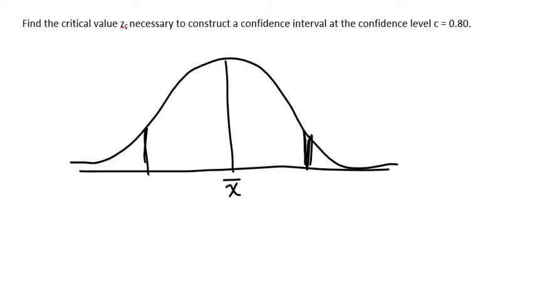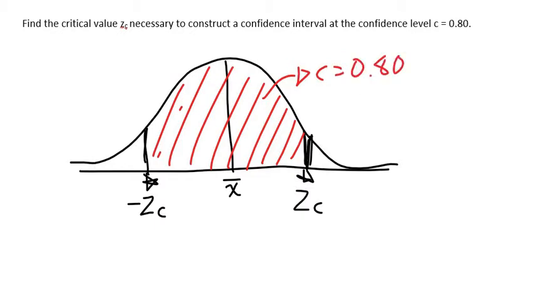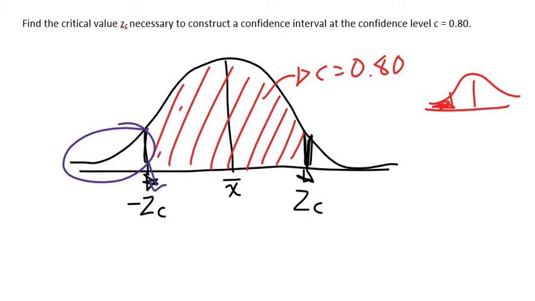These two values here and here, these are going to be your critical values. And the area under the curve between these two critical values, that's going to be your level of confidence. So remember that whenever we're looking at the table, it gives us the area to the left. So what we want to do is figure out what's that area to the left there, and then we can look up the corresponding z value.